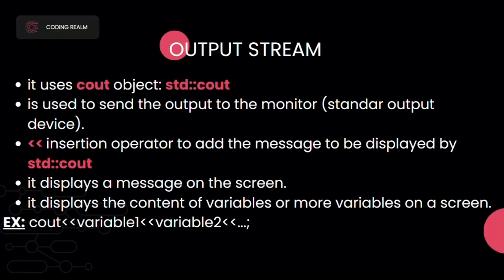And finally, cout displays the content of one variable or more variables on a screen, like this example, cout variable 1, variable 2, etc. This line displays the two variables on the screen by the cout stream.